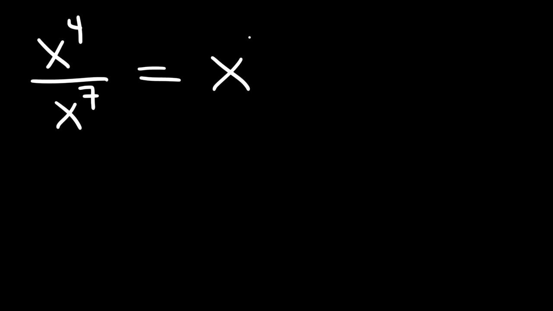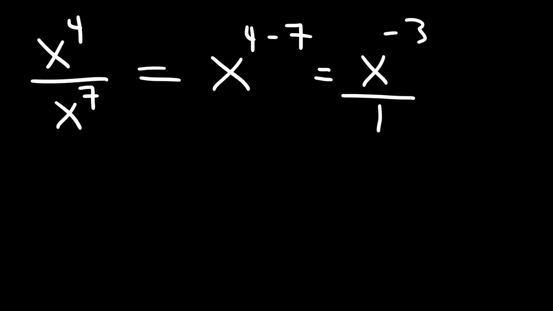Now what if the exponent in the denominator of the fraction is greater than the exponent in the numerator of the fraction? What should we do in this case? If we subtract, starting from the one on top, it's going to be 4 minus 7, and this will give us a negative number. So what does that mean? This is the same as x to the negative third over 1.